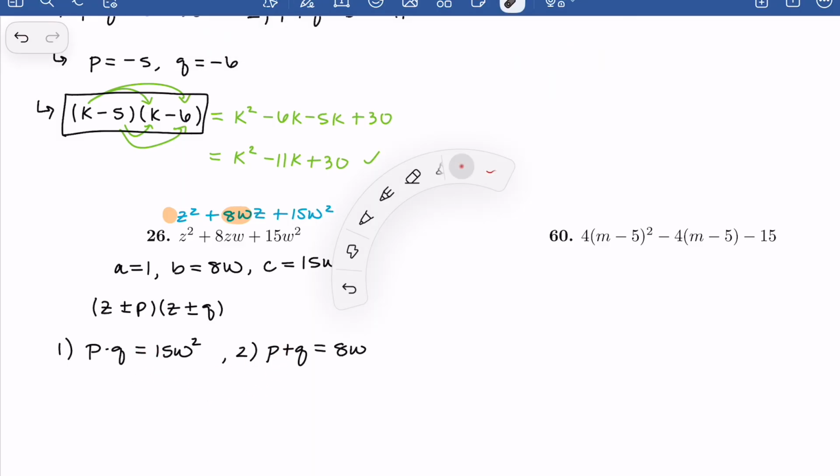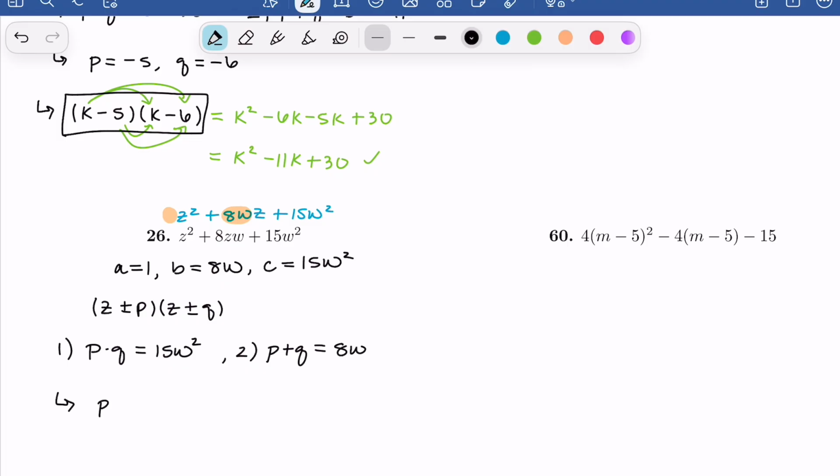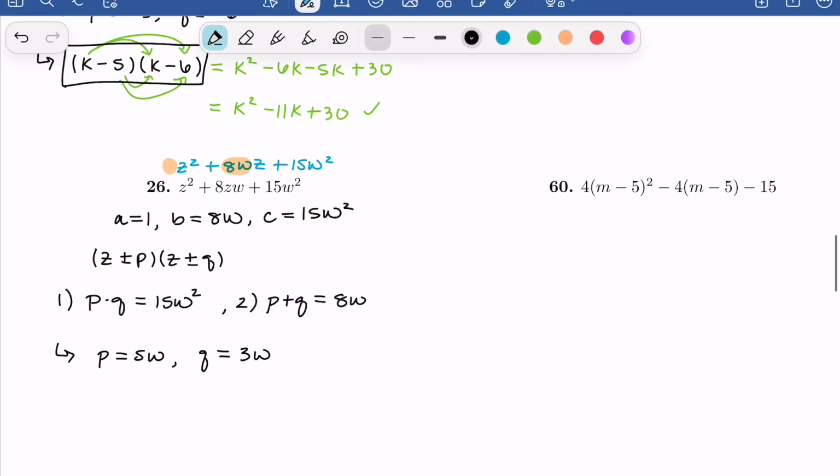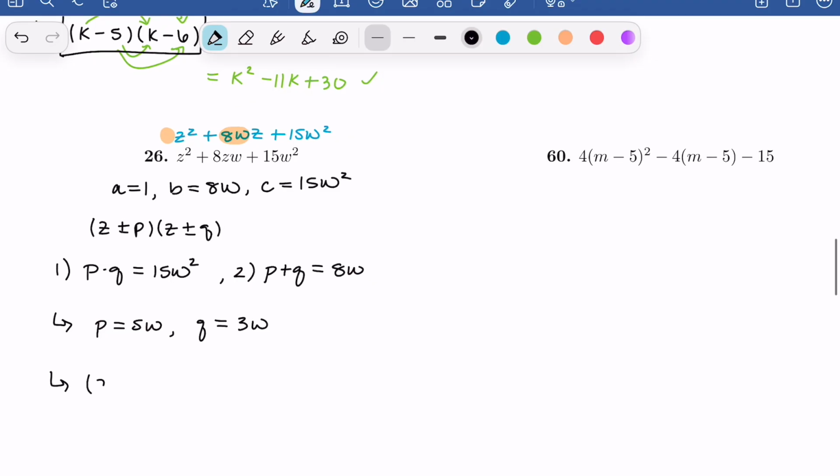Now these two values then are going to be, p is going to be 5w and q is going to be 3w. Now we can test this out because 5w times 3w is going to give us 15w squared. And if we add them together, we're going to get 8w. So these values satisfy both of these conditions. And we can go ahead and plug them into our p's and q's here. So we're going to get z plus 5w times z plus 3w. And again, we can always check this by FOILing and making sure that we end up with the original trinomial that we started with.